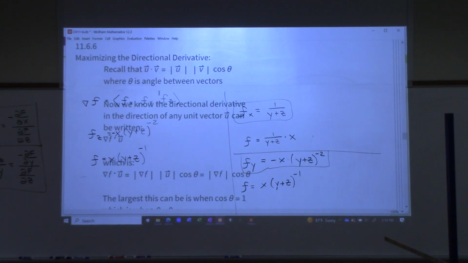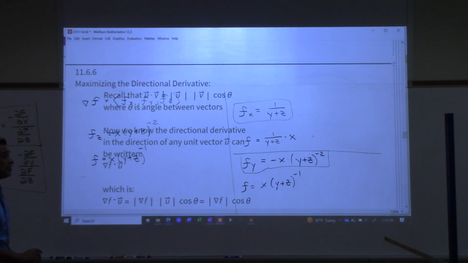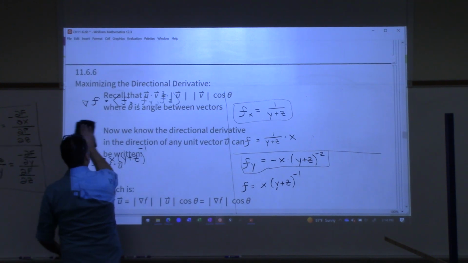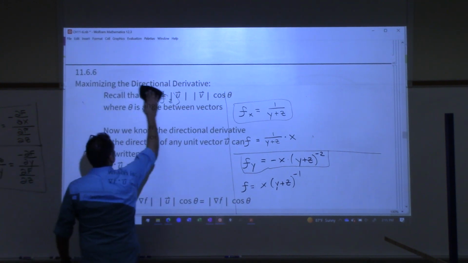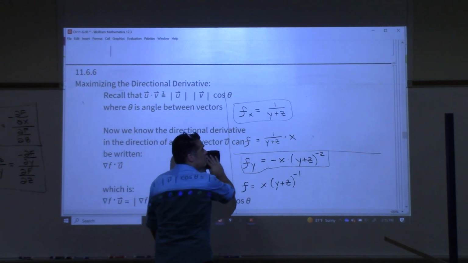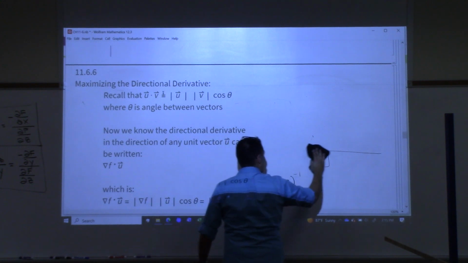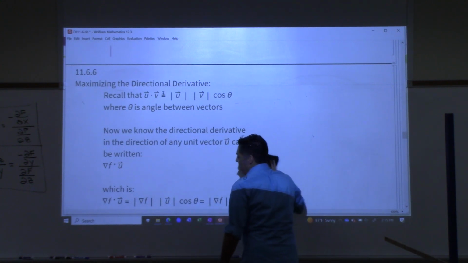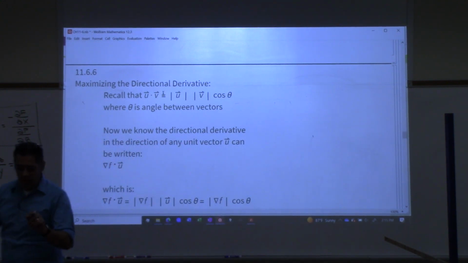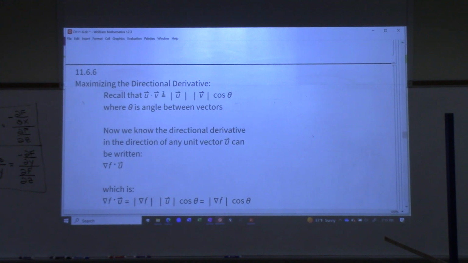All right. Should we mark our gradient vector as a vector with the arrow? No, you don't have to. The del is enough. Good question. The del is enough. Yeah, when you write del f, that means it's a vector.